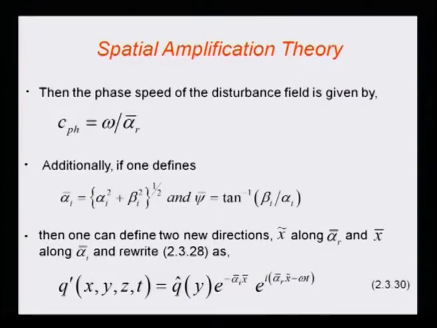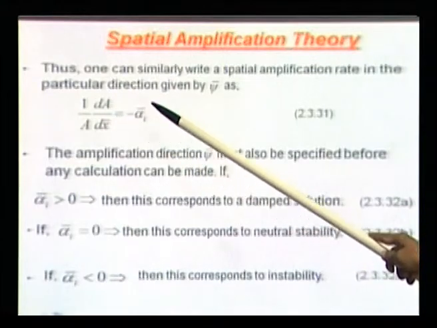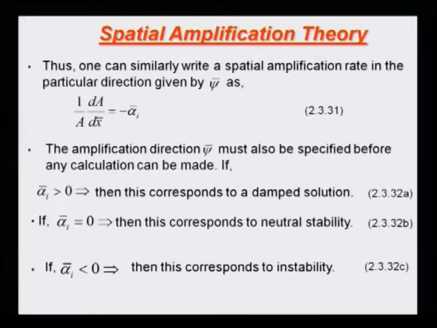And then we did talk about the fact that we have now two directions. One is x tilde, along the resultant phase direction alpha r bar, and x bar along the amplitude or decay direction, given by alpha I bar, and that is what you see in equation 30 there. As a consequence, you could find the net amplification in that direction psi bar, once again given by this relative rate at which the amplitude changes.